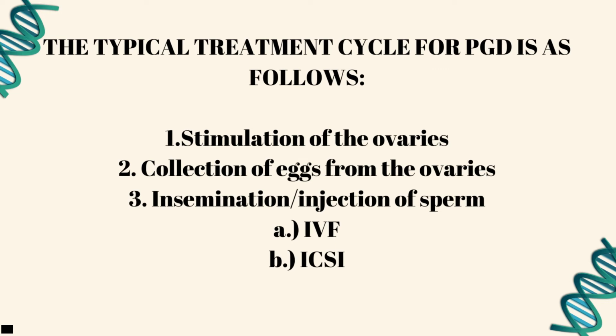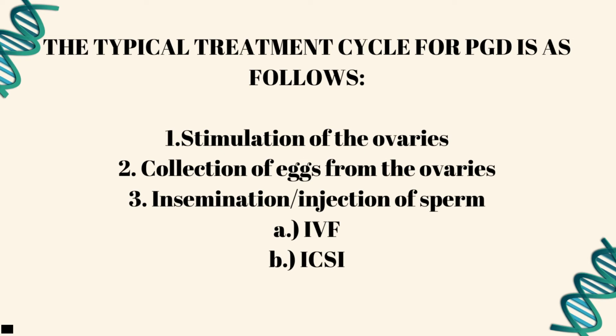Once the eggs are removed, they are inspected to determine which are mature and normal appearing. The number 3 is insemination or injections of sperm. Fertilization during PGD will be done either in IVF or in ICSI.